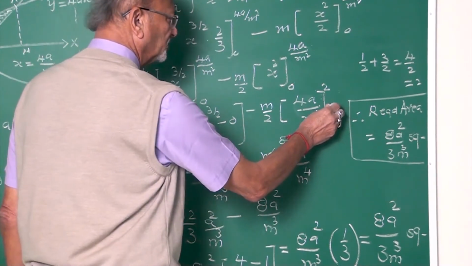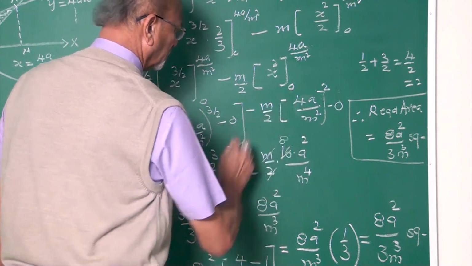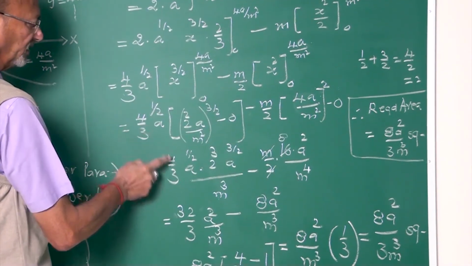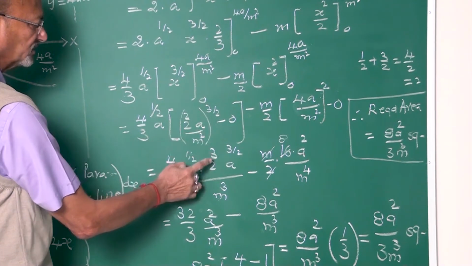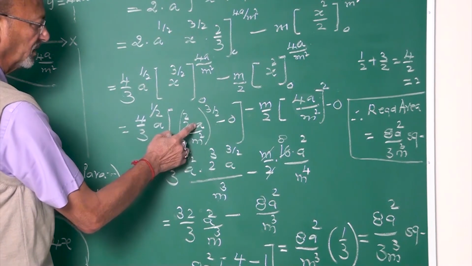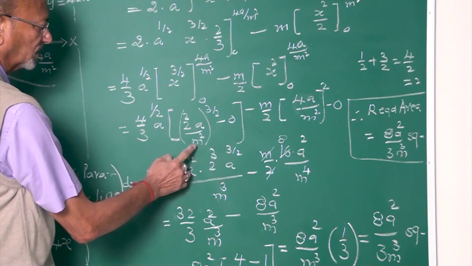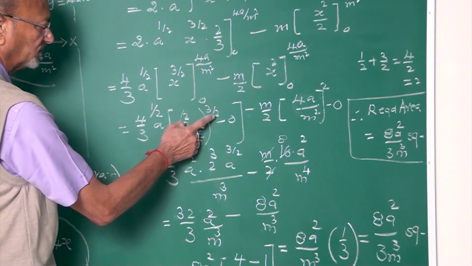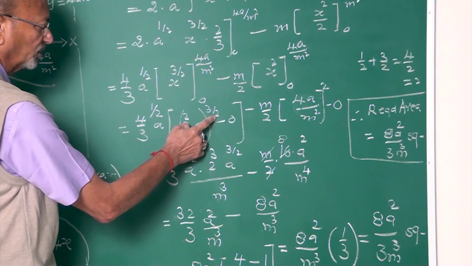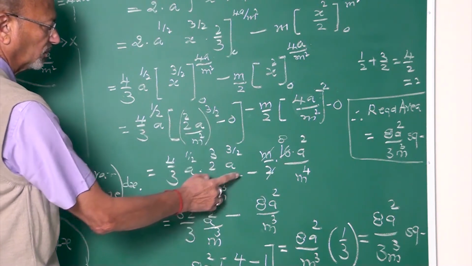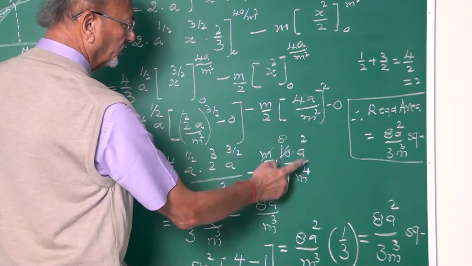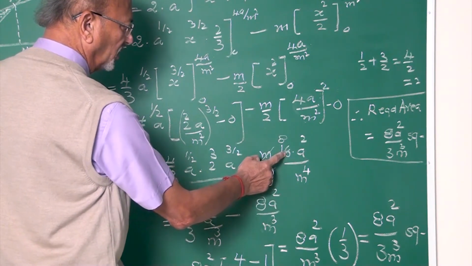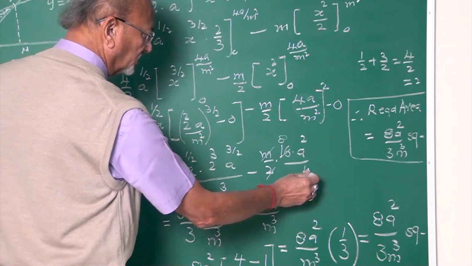Then the lower limit is 0, my friends. 4 by 3 to the power half, 2 square to the power 3 by 2, 2 cancels, left 2 to the power 3, a to the power 3 by 2, down m square to the power 3 by 2, square down is 2, you are left with m cube, minus m by 2 into 16 a square upon m to the power 4, cut, one m is also cut, yeah?